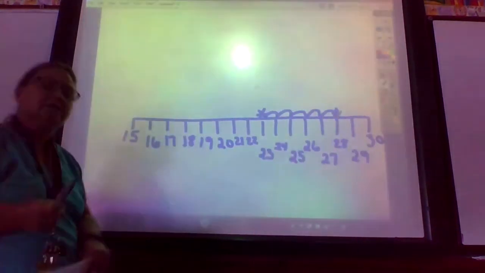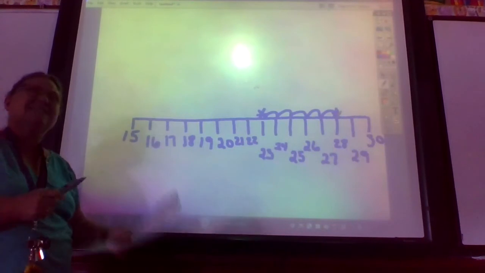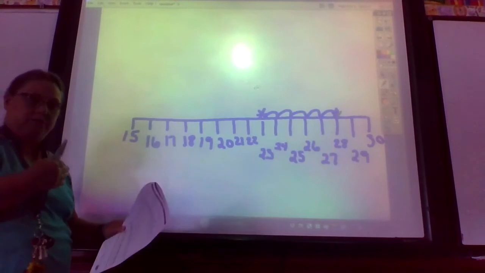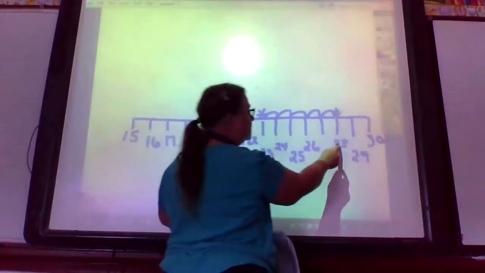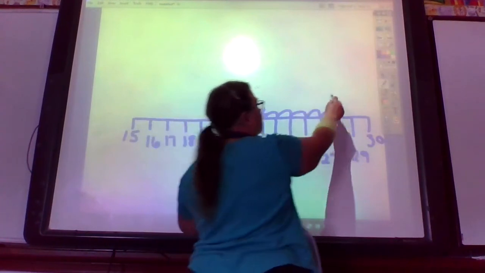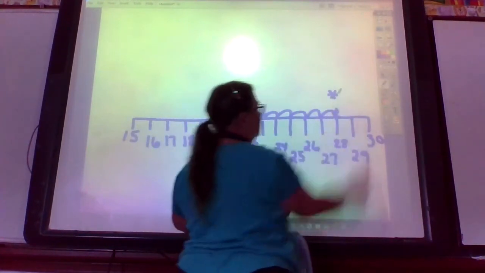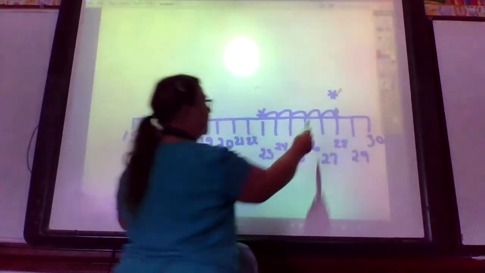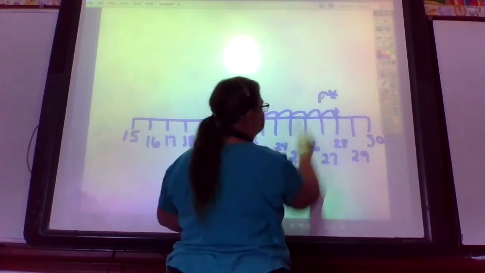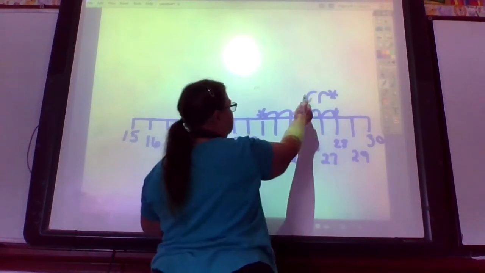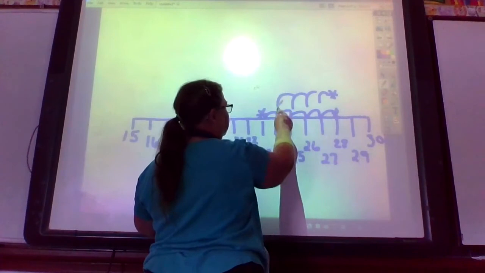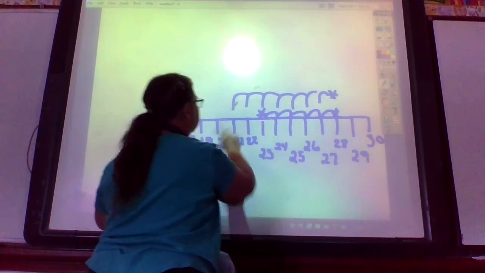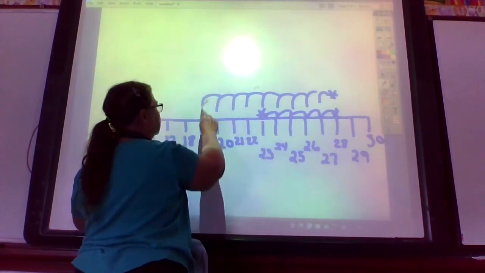Okay? Then he hopped backwards 9 centimeters. So he took 9 hops backwards. Well, he's at 28, so now we gotta hop back. So I'm going to draw another little star up here for my cricket above that 28. And he's going to hop back 9 times, okay? So this would be 1, 2, 3, 4, 5, 6, 7, 8, 9.